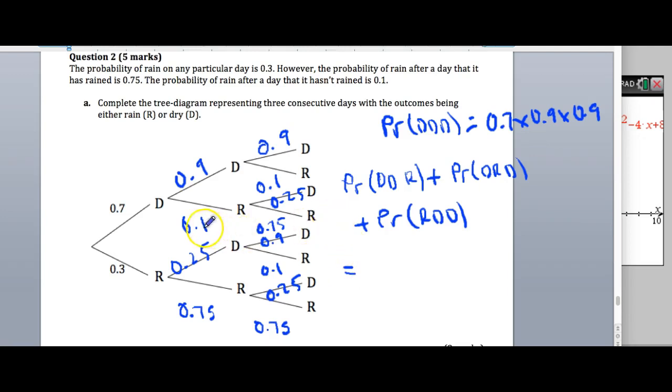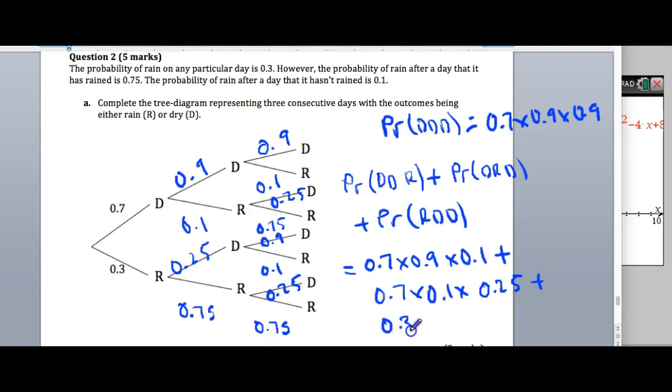All right, dry, dry, rain. So we have 0.7, then dry 0.9, and then rain, 0.1. Plus the next one, dry, rain, dry. So 0.7 times 0.1. And then dry, 0.25. And then the last one, rain, dry, dry, 0.3. Oops, that should be a multiply sign. Rain, dry, dry, so 0.25, 0.9. Okay, and then you can just plug that into your calculator. So just remember here, there's 3 different possibilities. So you add your different possibilities, but you multiply the branches.